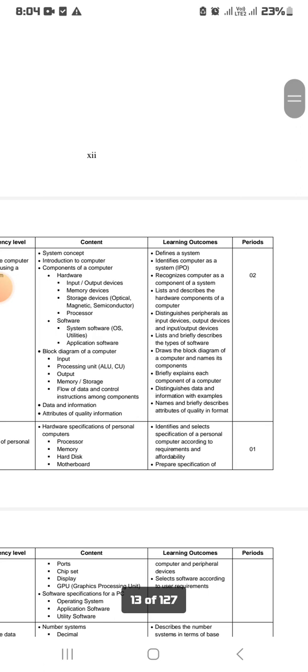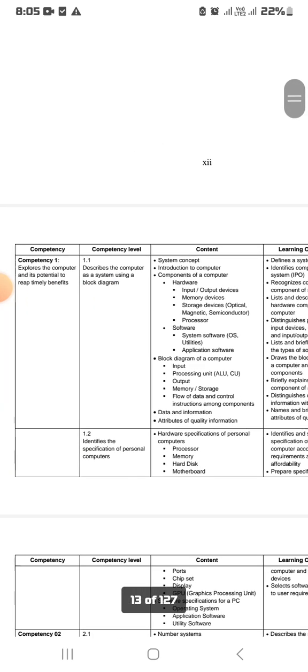So it contains defining a system, and then identifying a computer as a system, and then recognizing the computer as a component of a system, and then listing and describing the hardware components, I mean the input and output devices, and then distinguishing peripherals as input device, and input or output device, and then listing and briefly describing the types of software, and then drawing the block diagram of a computer, and then naming its components. So briefly explain the components of a computer, and then distinguishing data and information with examples. And then we should name and briefly describe the attributes of quality information. So this can be concluded in competency 1.1.